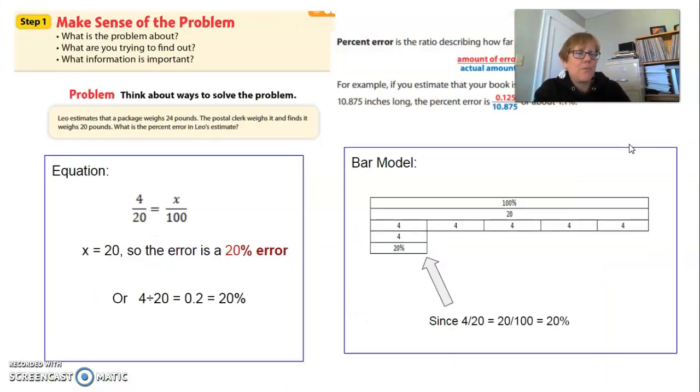So here we've got a couple of models that give the answer, and today I'd like to actually start by looking at the equation piece, right down in the left corner, rather than starting with the bar model.